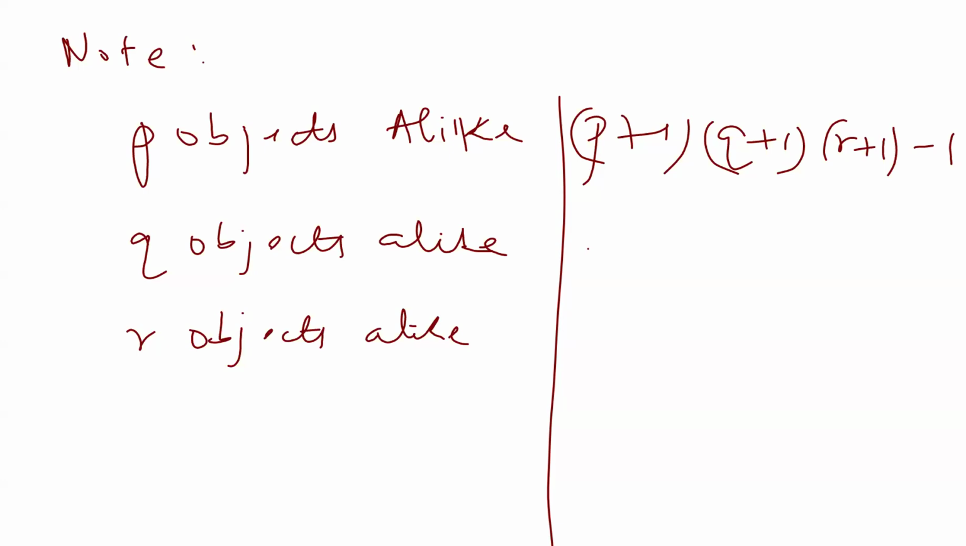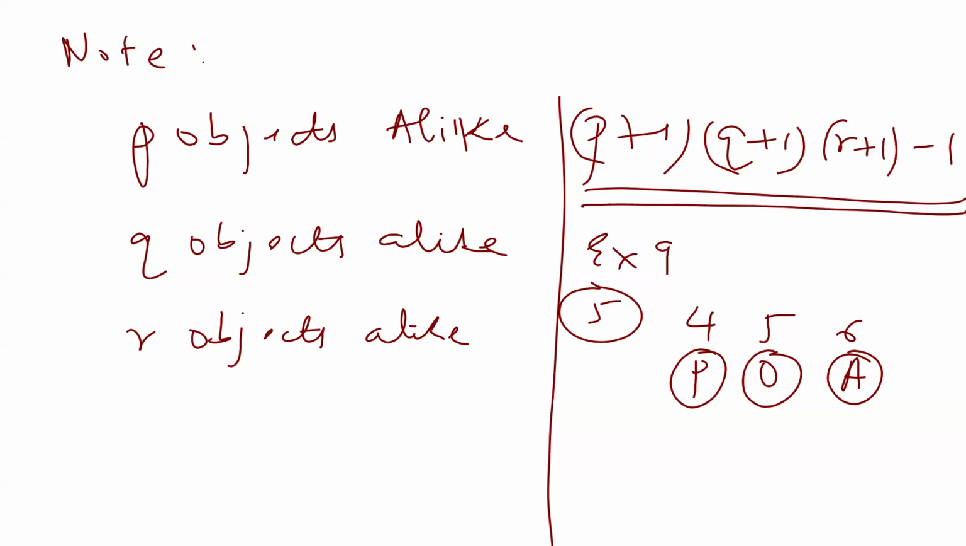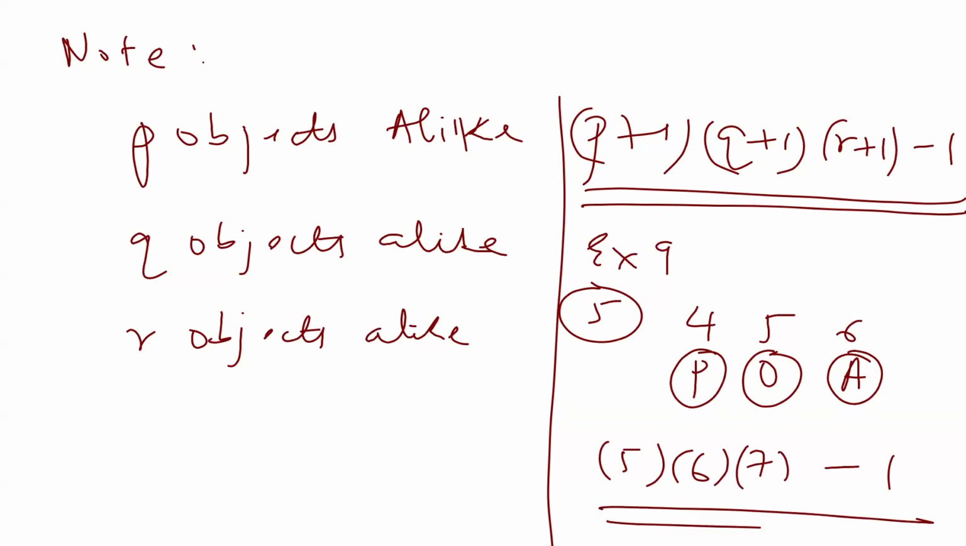So exercise 9, question number 5. It is based on the similar concept. There are 4 mangoes, so all mangoes are alike. There are 5 oranges, all oranges are alike. And there are 6 apples, all 6 apples are alike. How many selections can be made by taking at least one of them? So same formula: 4 plus 1 is 5, 5 plus 1 is 6, 6 plus 1 is 7, minus 1. Whatever is the answer, that will be the multiplication of all this, minus 1 will be the final answer.